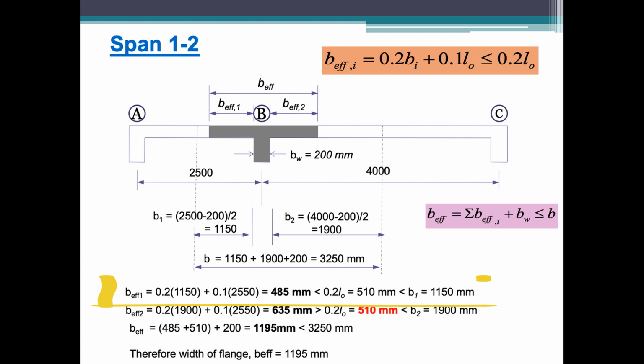Now, once we have B1 and L0, we can get BEFF1, which is equal to 0.2 times 1150 plus 0.1 L0, which is 2550, and we get 485 millimeters. We must make sure that this value is less than 0.2 L0 and also less than B1 that we calculated, that is 1150. If the B effective one that we obtain is greater than 0.2 L0, we need to take 0.2 L0 as B effective one.